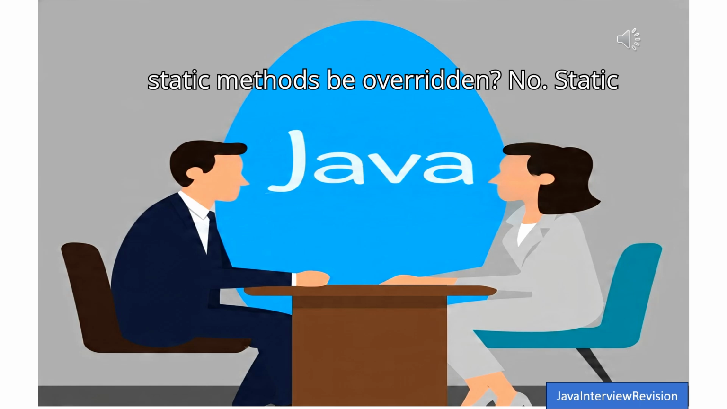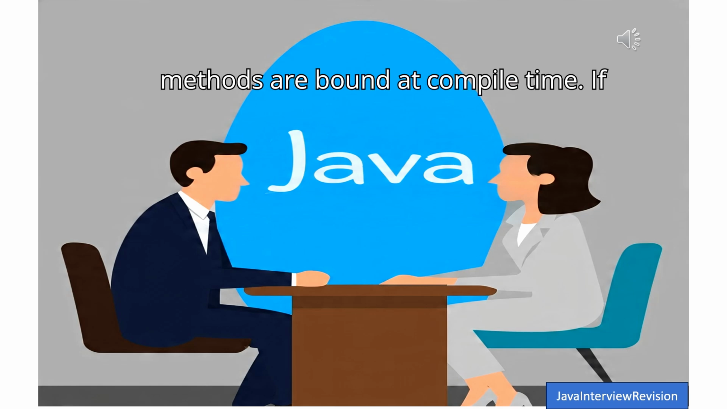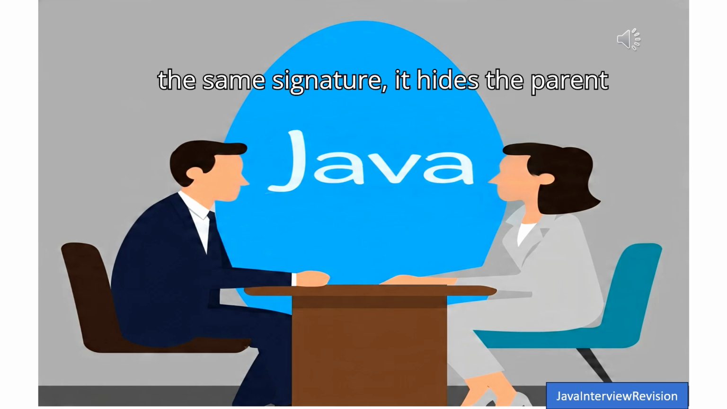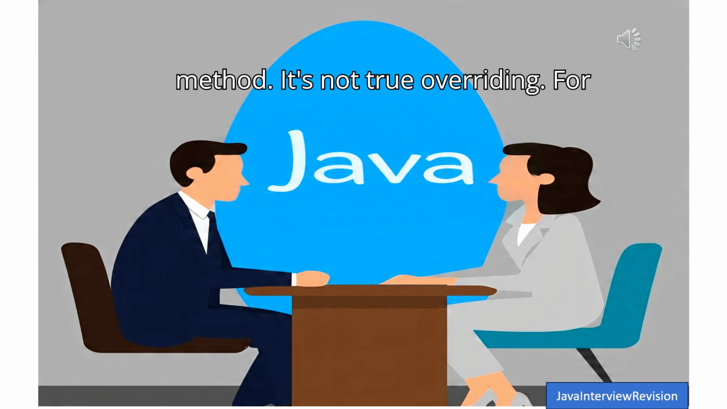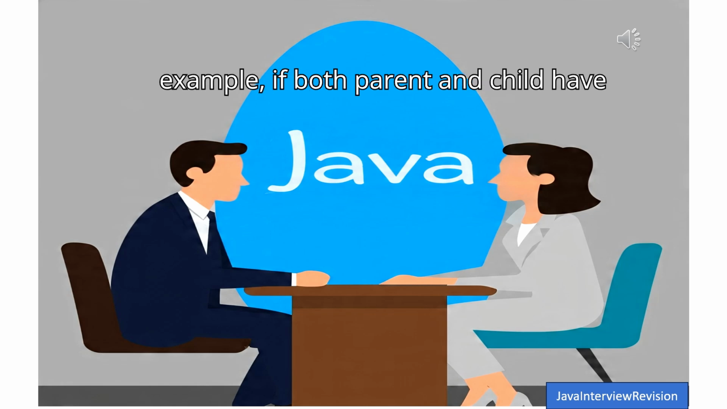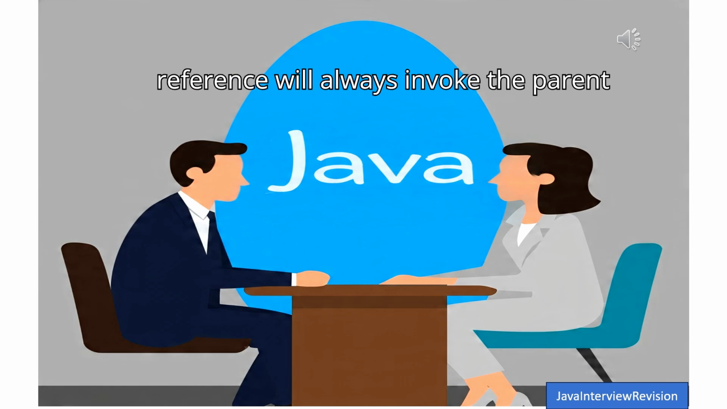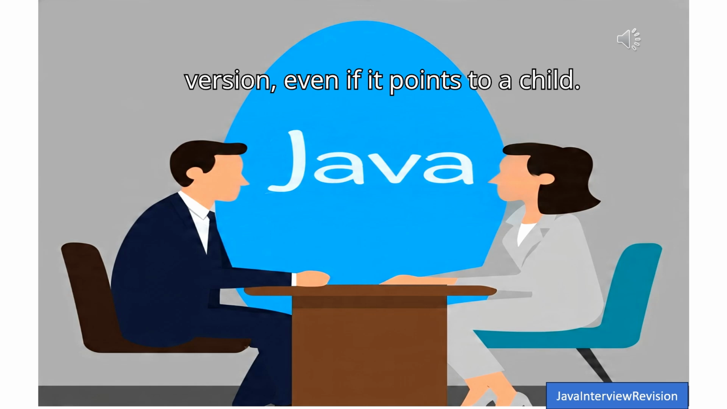Can static methods be overridden? No, static methods are bound at compile time. If a subclass defines a static method with the same signature, it hides the parent method. It's not true overriding. For example, if both parent and child have static greet, calling greet on a parent reference will always invoke the parent version, even if it points to a child.